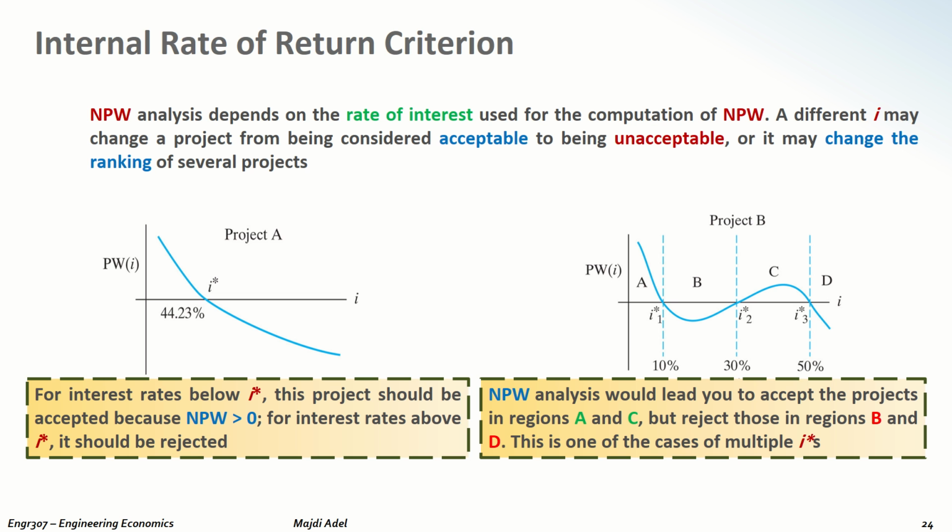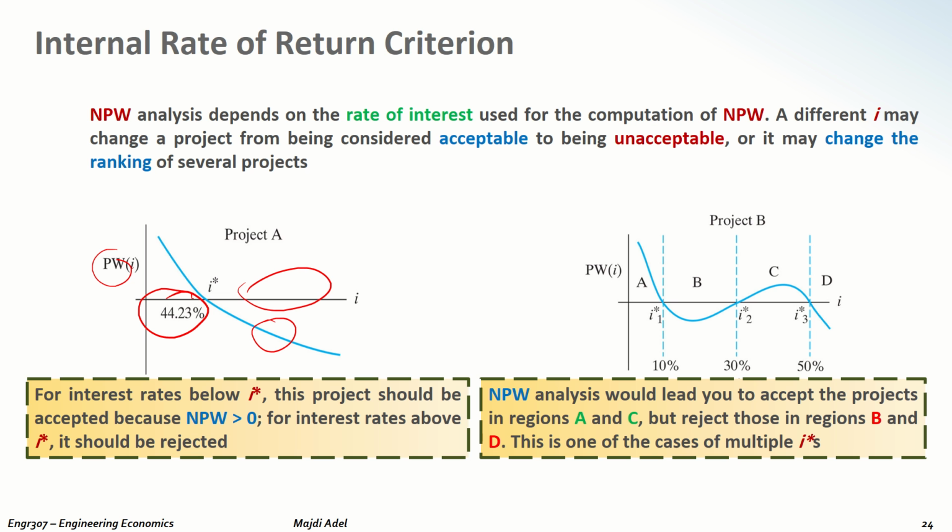For projects with internal rate of returns less than i star, the present worth is positive and the project is accepted. For projects with internal rate of returns greater than i star, the present worth is negative and the project is rejected. So if the internal rate of return for a certain project is less than 44.23%, it's accepted because the present worth is positive. If the internal rate of return for the project is greater than 44.23%, this makes the present worth negative, then the project is rejected. This is the simple case.